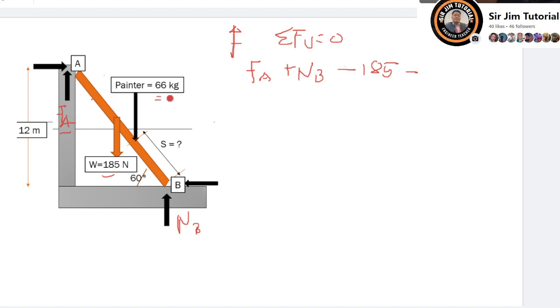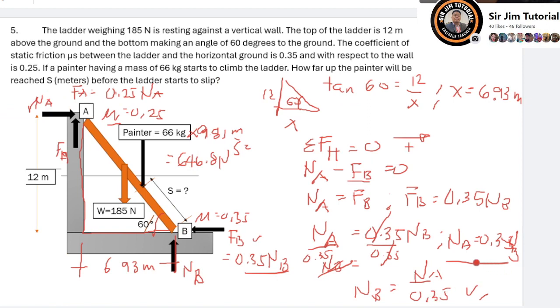this one, which we calculated already earlier, which is equal to 646.8 Newton. Minus 646.8 Newton equals 0. Okay, so we know that FA, as we have already identified earlier, is just equal to 0.25 NA. This is the one, okay?